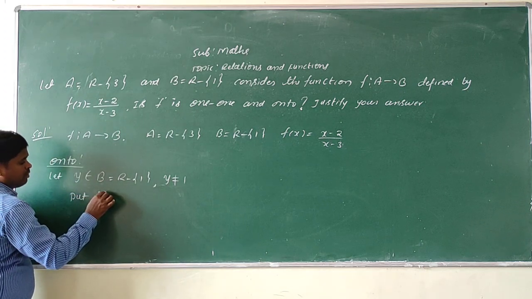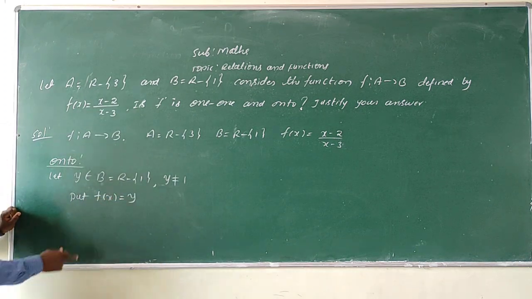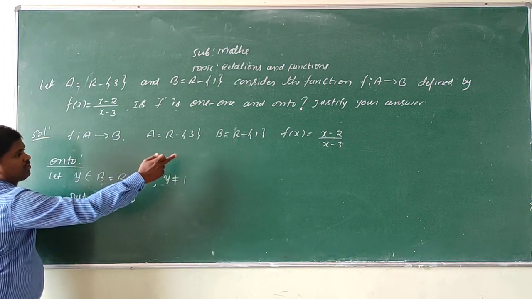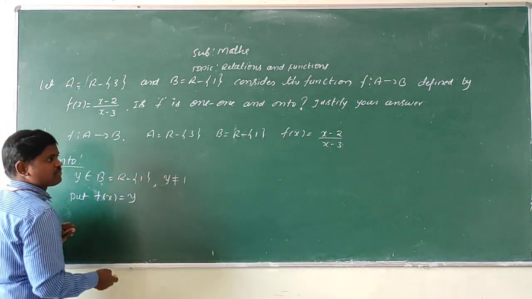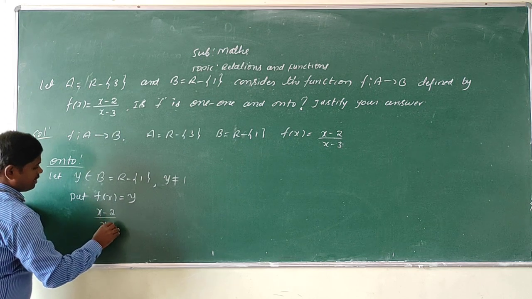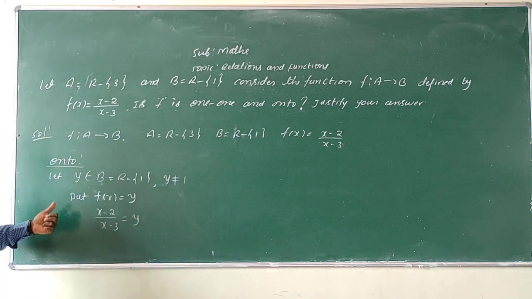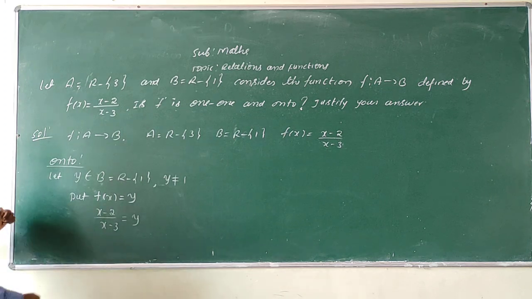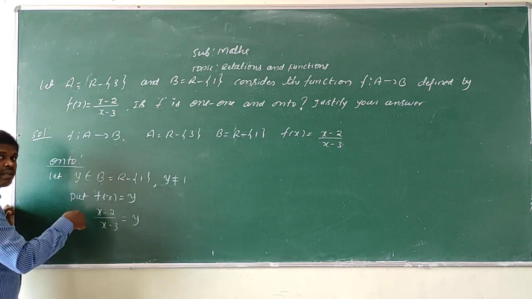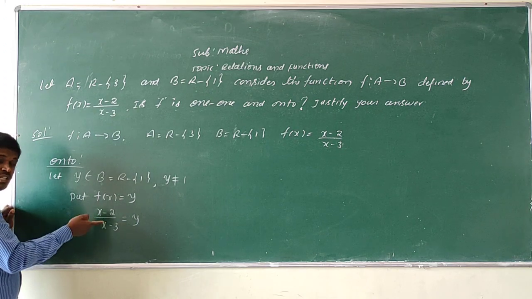put f of x is equal to y. So f of x is equal to what here? f of x is equal to (x minus 2) divided by (x minus 3). So (x minus 2) divided by (x minus 3) is equal to y. Second step is over. A third step is what? Solve this equation for x. That means we are getting x in terms of y.